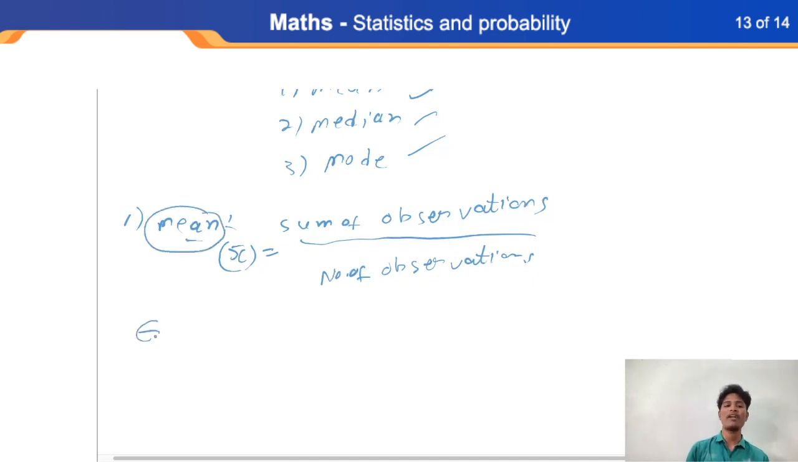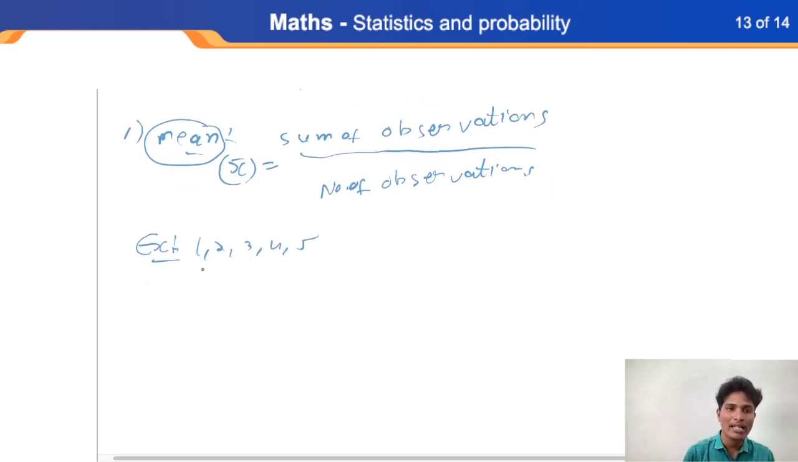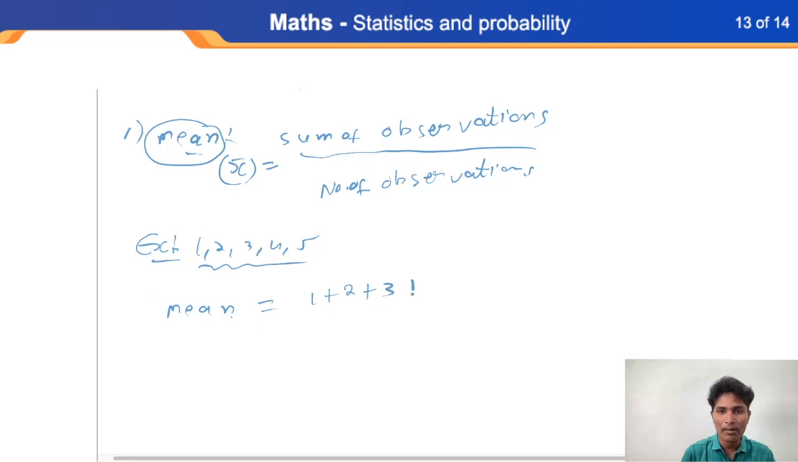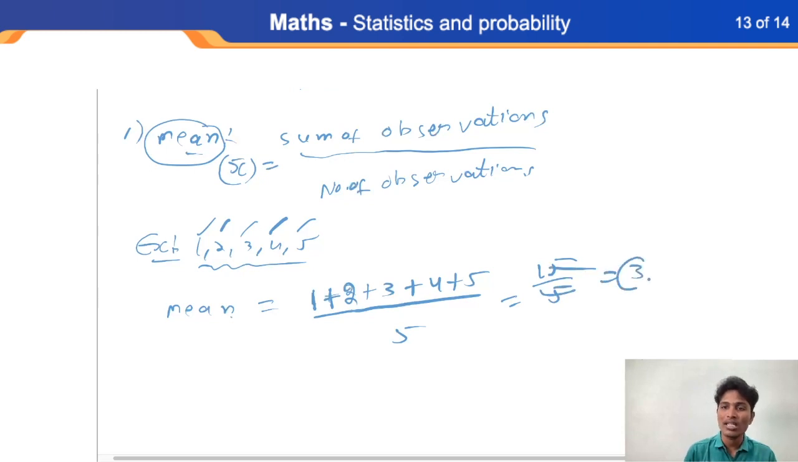How to calculate? Suppose I take the example 1, 2, 3, 4, 5, and I want to calculate the mean of this. The mean is 1 plus 2 plus 3 plus 4 plus 5, divided by the number of observations. How many? 1, 2, 3, 4, 5. So it will be 5. So how much did we get? 1 plus 2 is 3, 3 plus 3 is 6, 6 plus 4 is 10, 10 plus 5 is 15. 15 by 5 will be 3. So 3 is called the mean.